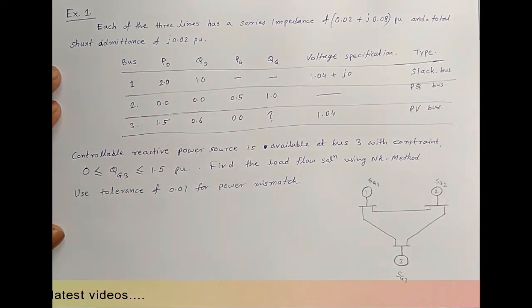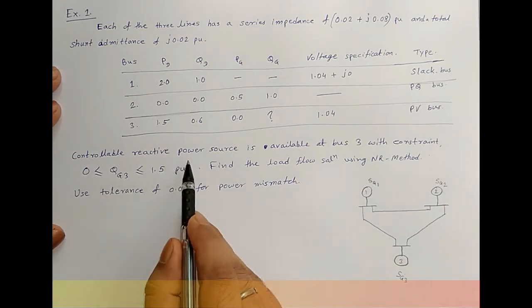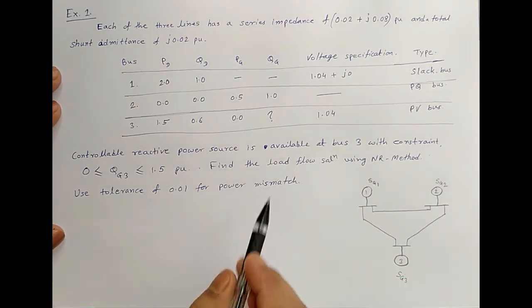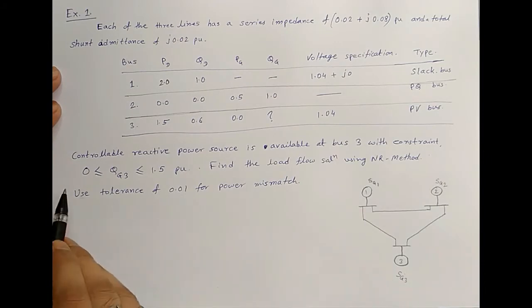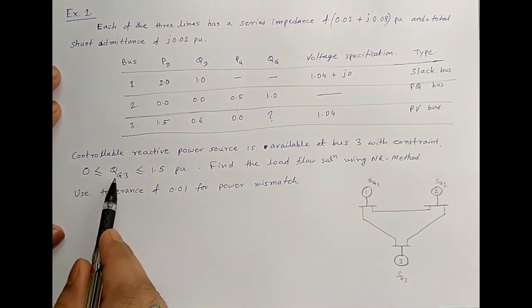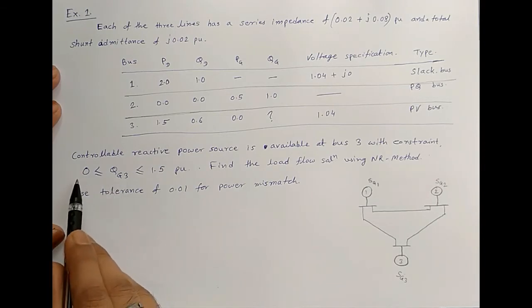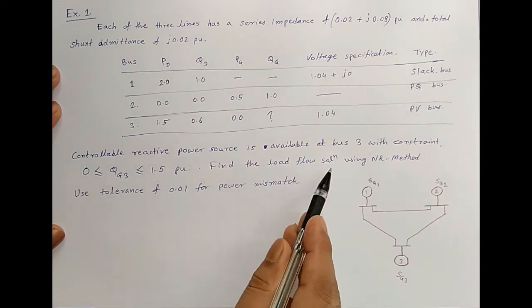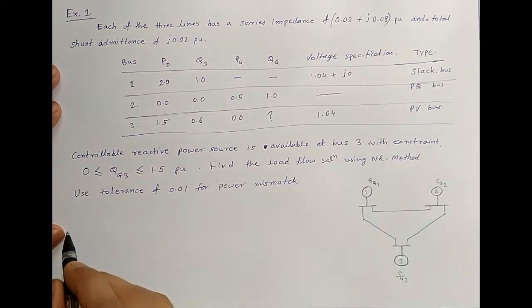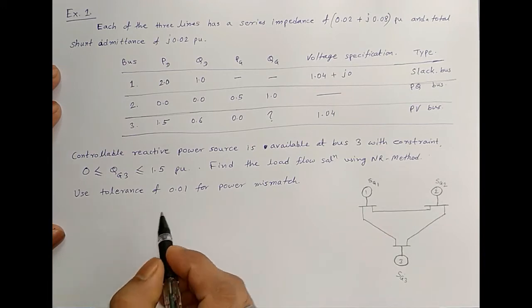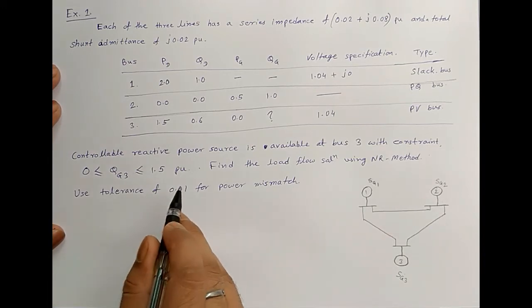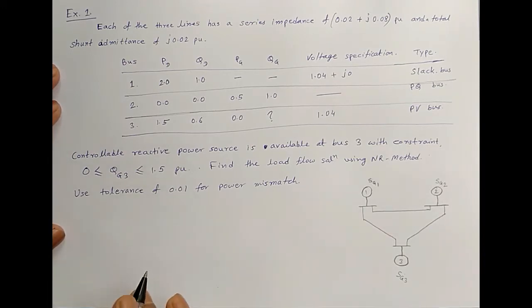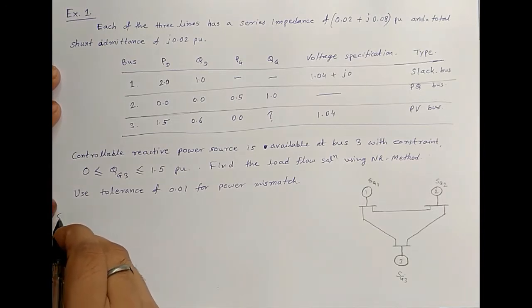It is also mentioned that a controllable reactive power source is available at bus number 3 with a constraint, that is, the limit of QG3 varies from 0 to 1.5 pu. Find the load flow solution using the Newton-Raphson method. Use a tolerance of 0.01 for power mismatch.